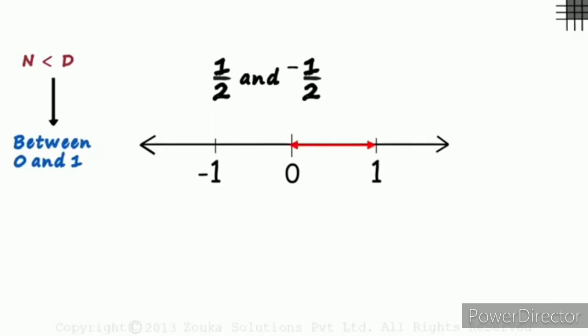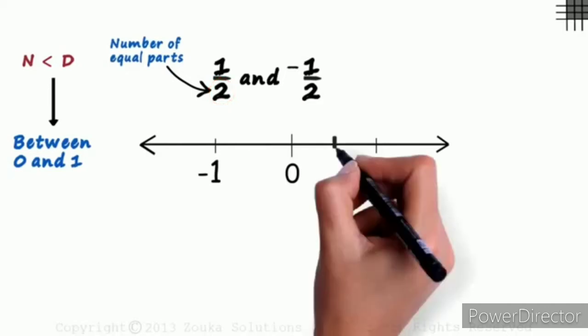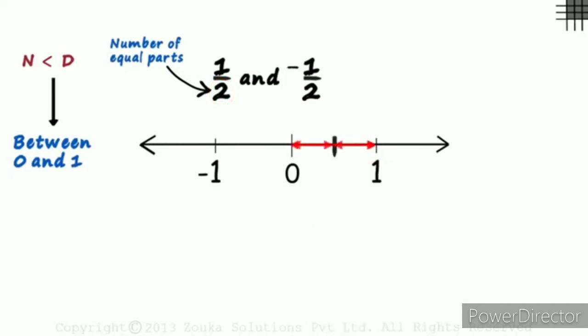Now we divide the length between 0 and 1 into equal parts. How many equal parts is the question? The denominator tells us the number of equal parts. The denominator is 2, so we divide it into 2 equal parts. This line divides this region into 2 equal parts. But what does the numerator tell us? It tells us the number of parts starting from 0. The numerator is 1 and therefore we take one part from 0 and mark 1 by 2 here.